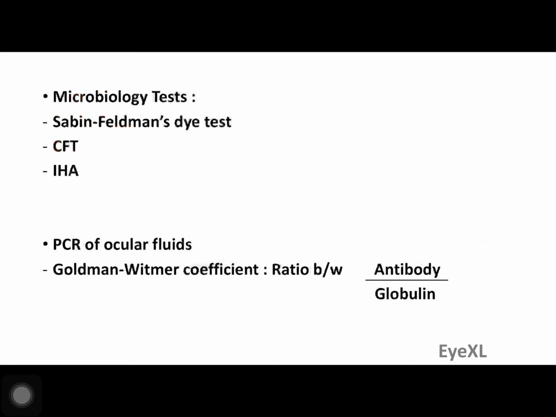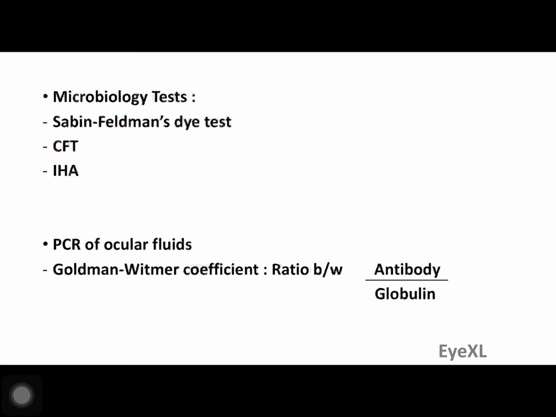Certain microbiology tests, I thought I should just share the names with you. There is the Sabin-Feldman dye test. So two Sabins in toxoplasmosis: one is Sabin's tetrad and one is the Sabin-Feldman dye test. I don't know if they are the same person. Just remember the name, please. There is the complement fixation test and the indirect hemagglutination test. A newer modality of diagnosis, which is even more sensitive and specific, is PCR of the ocular fluid.